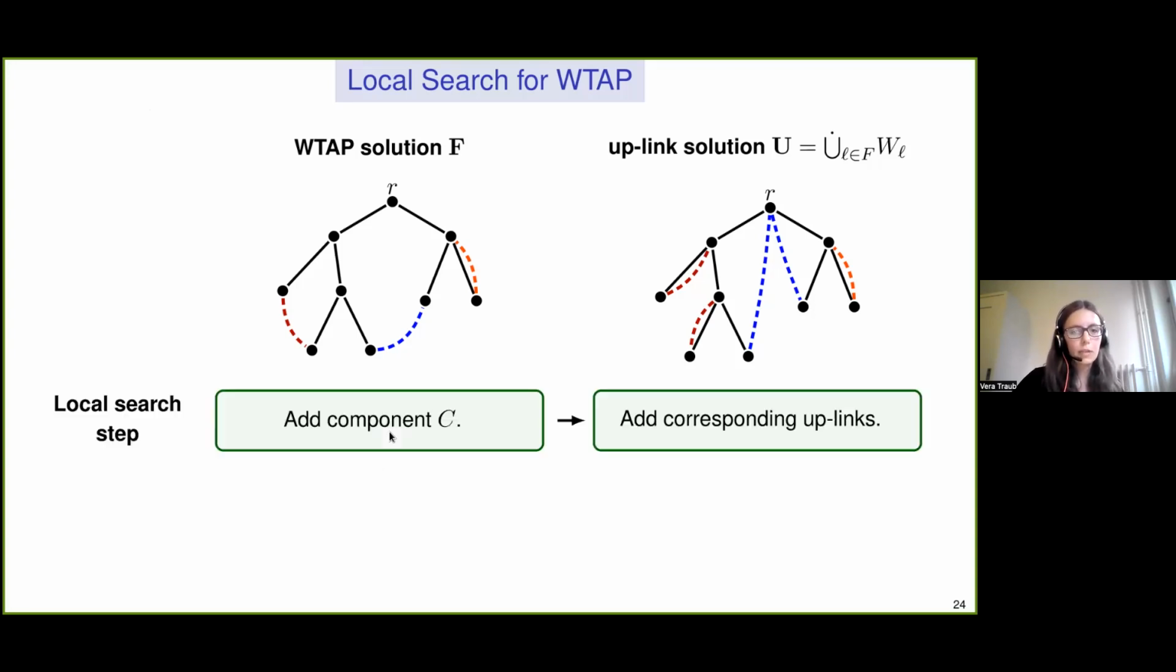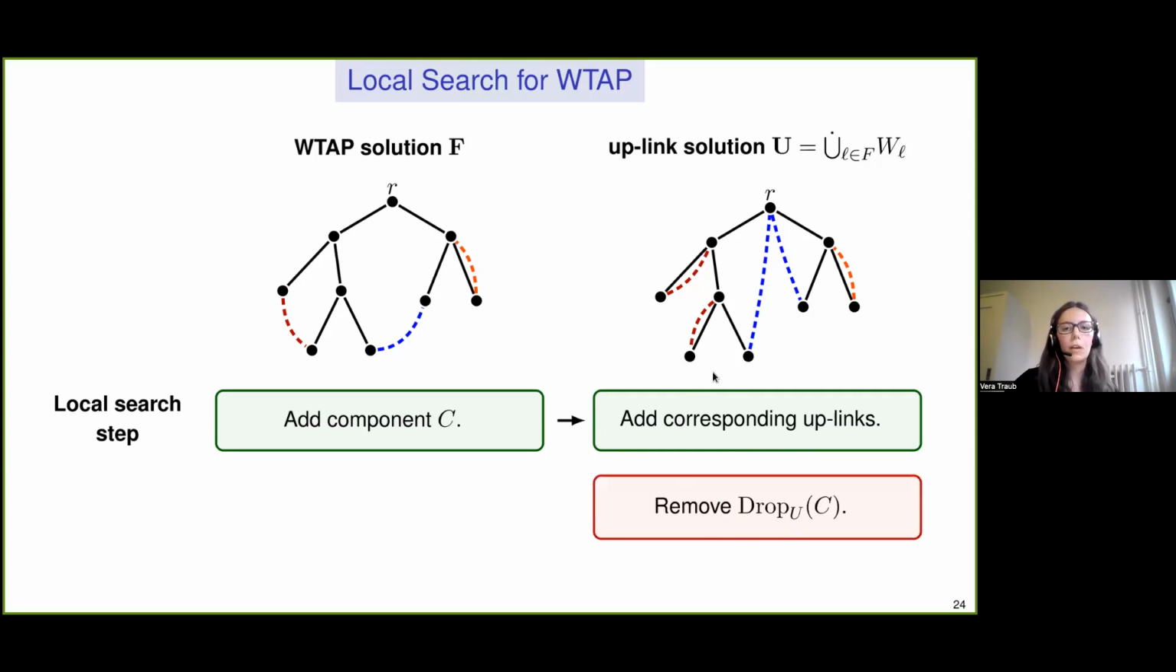So then what the algorithm does is we essentially do local search steps, where a local search step does the following. We add some component C to our current solution, meaning we add it to our solution here on the left. And then we will also add the corresponding uplinks, the ones that we get by splitting every link into two uplinks here on the right. And then once we added these components and the corresponding uplinks to our two solutions, we remove in our uplink solution here the drop.